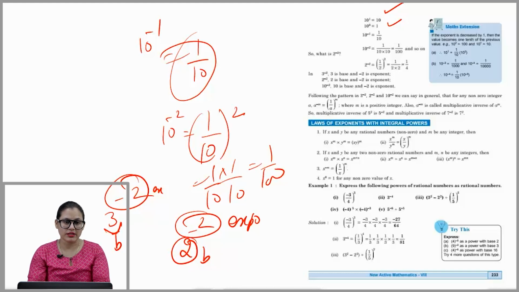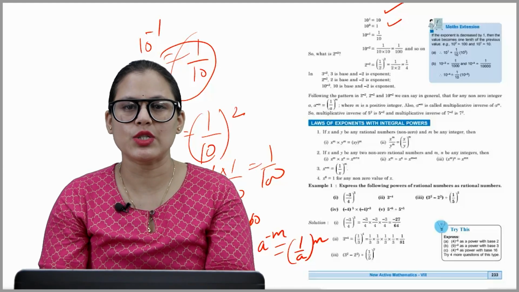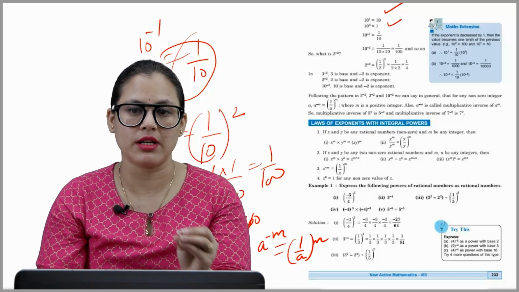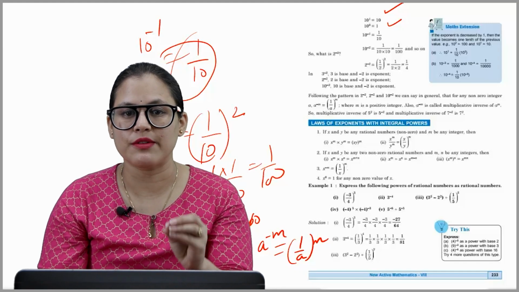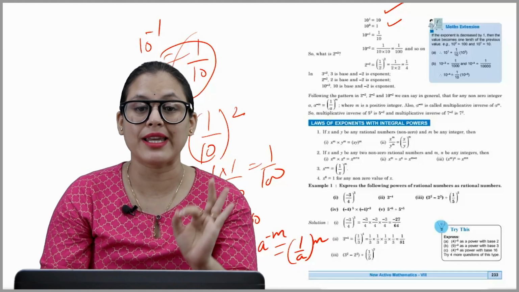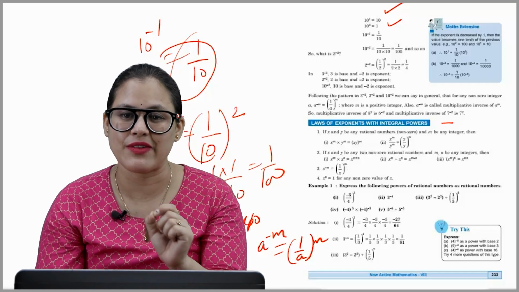Okay. Following the pattern in 3 raised to the power minus 2, 2 raised to the power minus 2 and 10 raised to the power minus 2, we can say in general that for any non-zero integer a, a raised to the power minus m is what? 1 upon a raised to the power m, where m is a positive integer. Also, a raised to the power minus m is called the multiplicative inverse of a raised to the power m. So, the multiplicative inverse of 5 raised to the power 2 is 5 raised to the power minus 2, and the multiplicative inverse of 7 raised to the power minus 2 is 7 raised to the power 2.